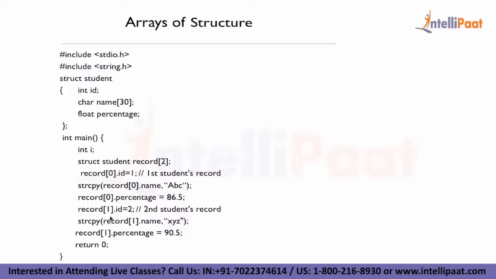Second element of the structure, id equal to 2, name, we are copying it with xyz, and percentage with 90.5. So this is how we can use a structure array. We can use loops also, or we can use n number of ways of using arrays.